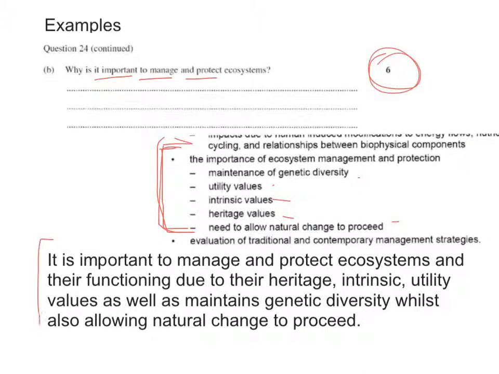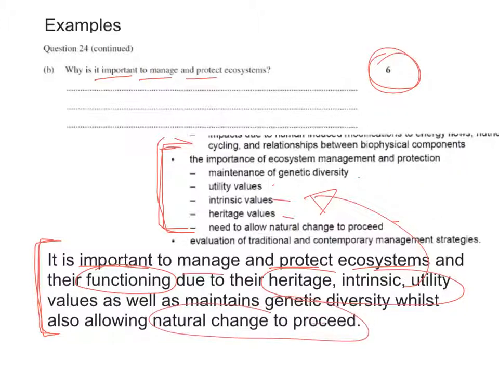I've provided just my short example of how a student could systematically approach this topic sentence. I've just reworded the question, and I've included the meta language from the dot point. So it's important to manage and protect ecosystems. There's my rewording. And their functioning. You can see there I've included a term from the dot point prior. Due to their heritage, intrinsic and utility value, all of that there comes from the dot point. And also allowing natural change to proceed, also there coming from the dot point itself.